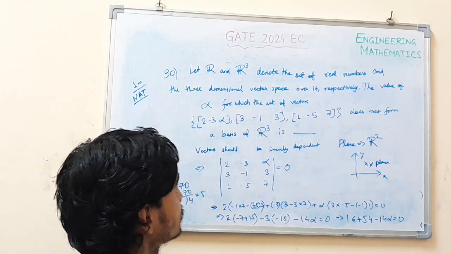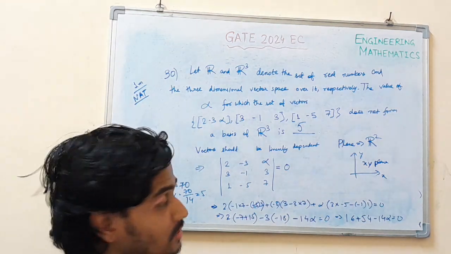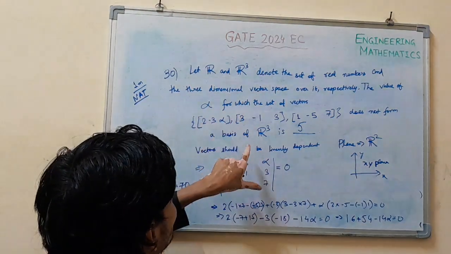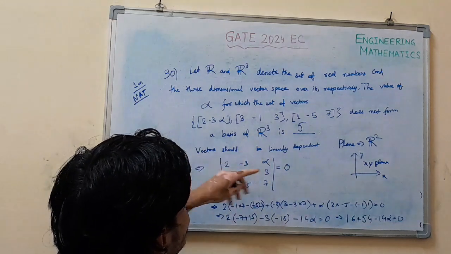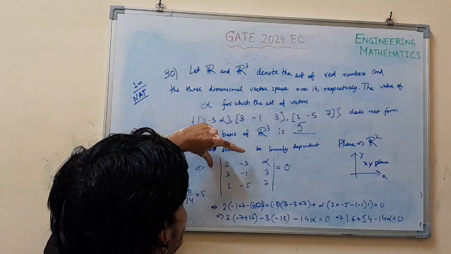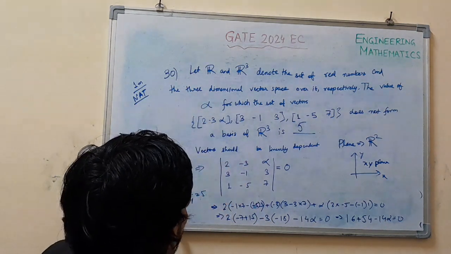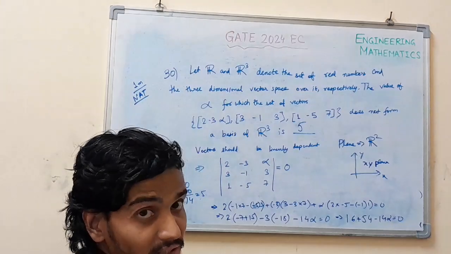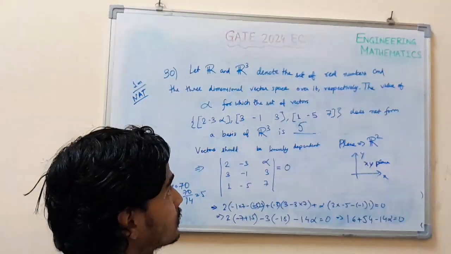The right answer to the question is that the value of alpha is 5. We explained how the steps go. First, for these vectors not to form a basis of R^3, they should be linearly dependent, lying in the same plane. For that to happen, the determinant containing these vectors should be equal to 0. Using that condition, I found the value of alpha to be 5, and that's the correct answer in numerical answer format for this question. I've explained this.